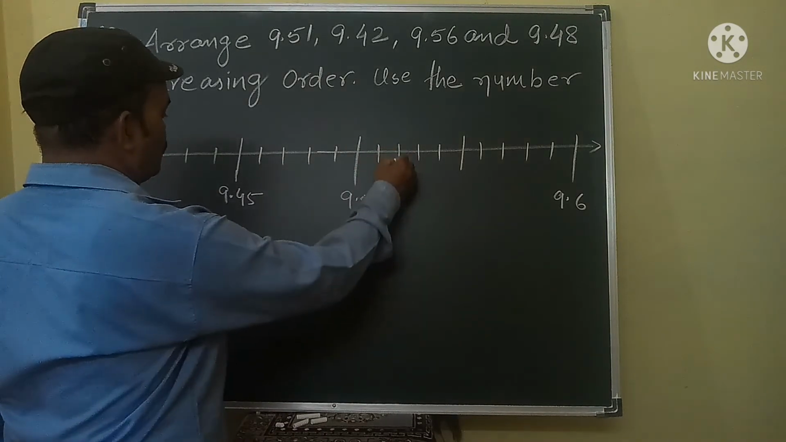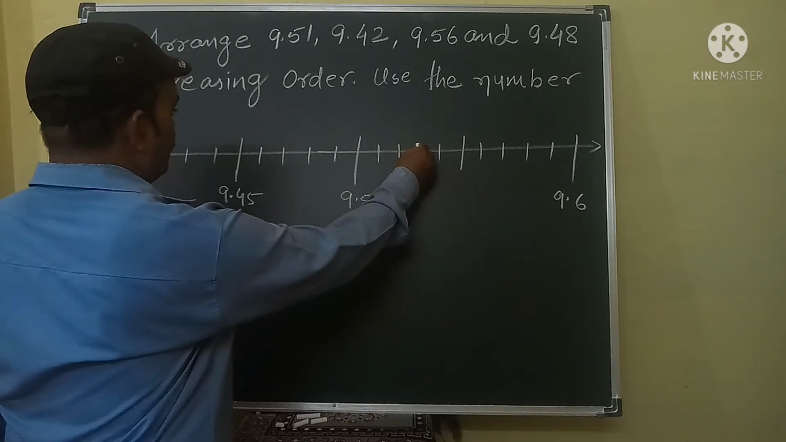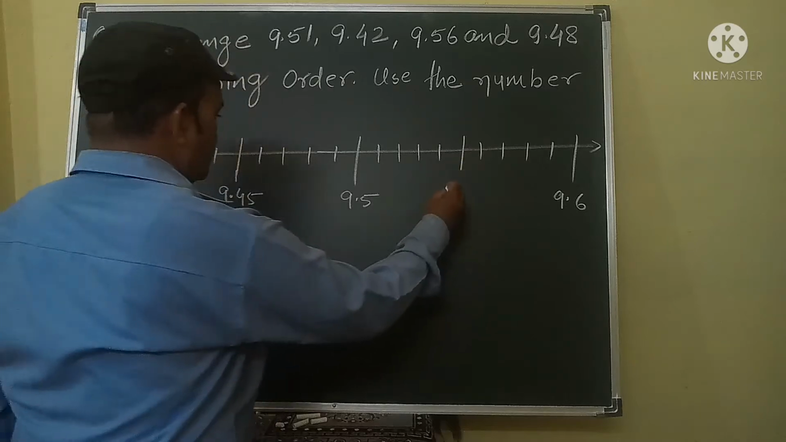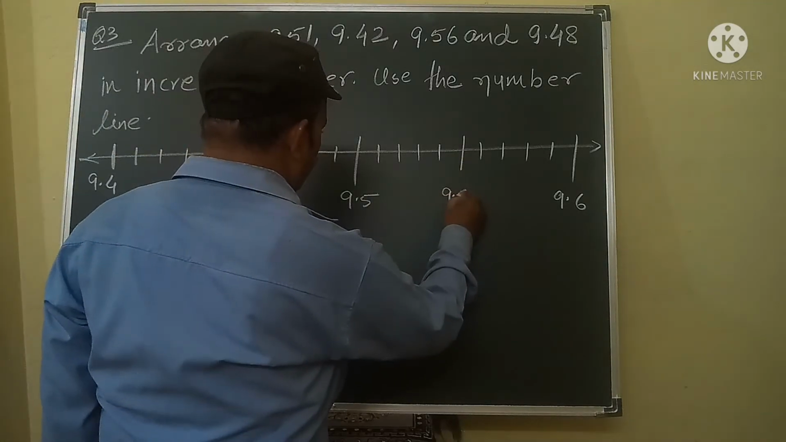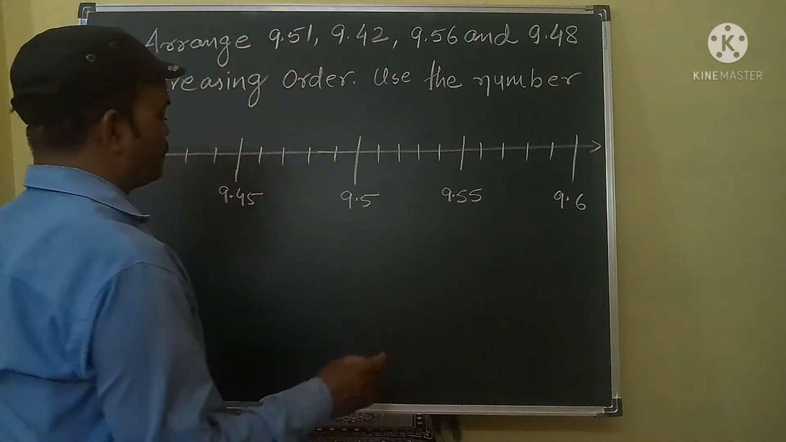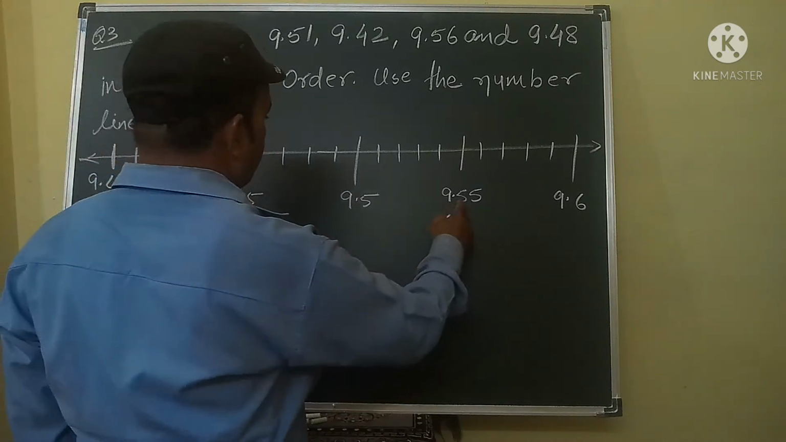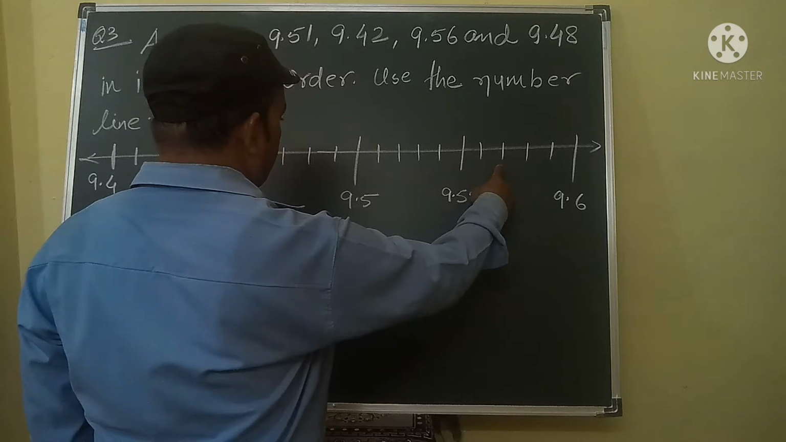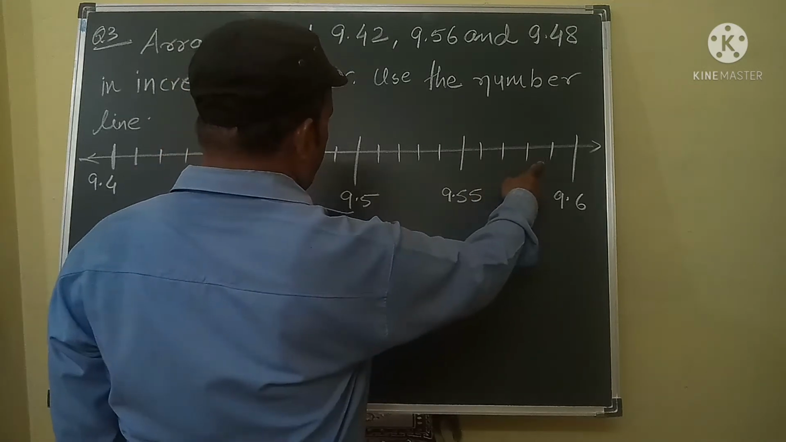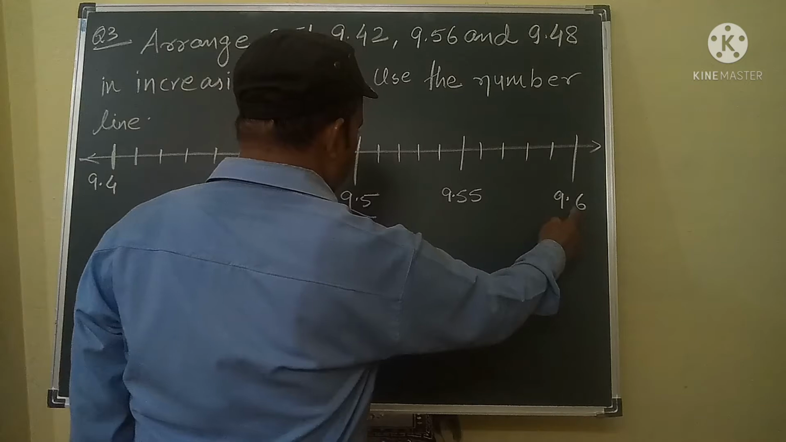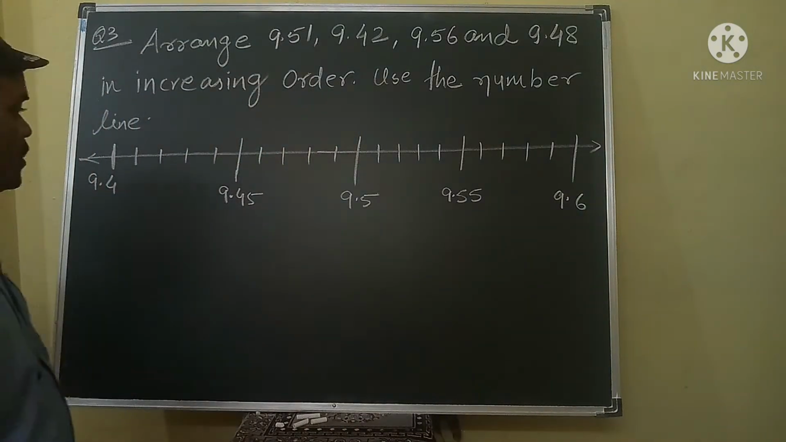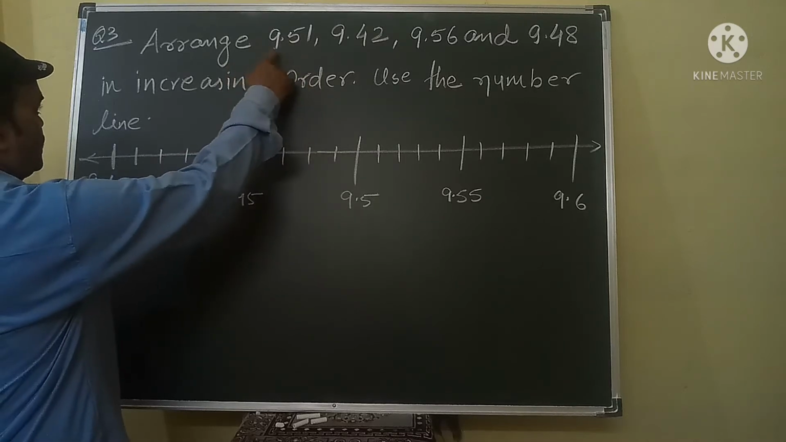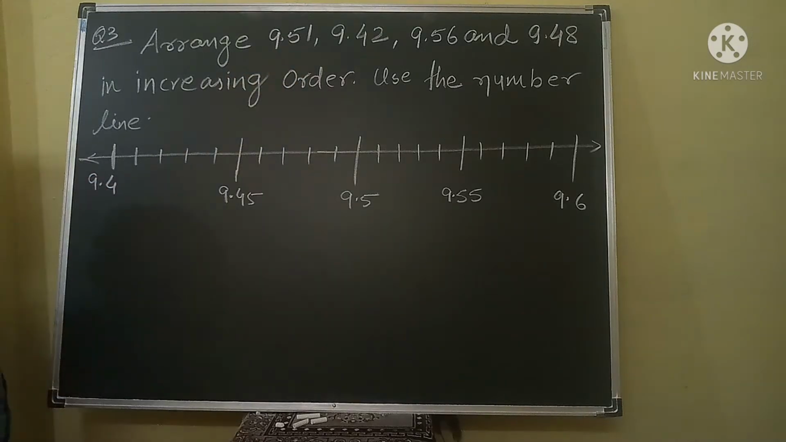Then after that 9.51, 9.52, 9.53, 9.54, and this is 9.55. Then after that 9.56, 9.57, 9.58, 9.59, and this is 9.6. Okay, so your first decimal number is 9.51.